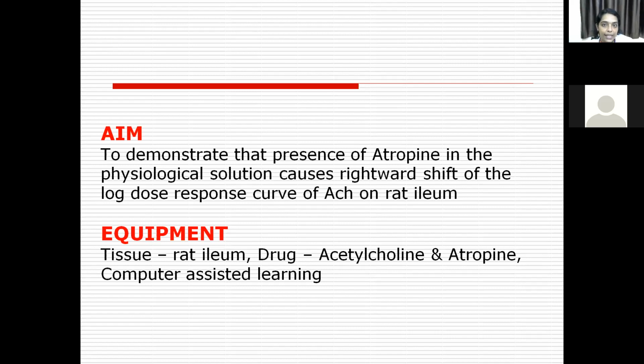So that is what is explained here. See, here atropine is an antagonist. So presence of atropine in the physiological solution causes rightward shift of the log dose response curve of ACH on rat ileum. We will see that later. Then what are the equipment required? Equipment required are tissue, rat ileum. Then the drugs which we use are acetylcholine and atropine, and computer assisted learning.